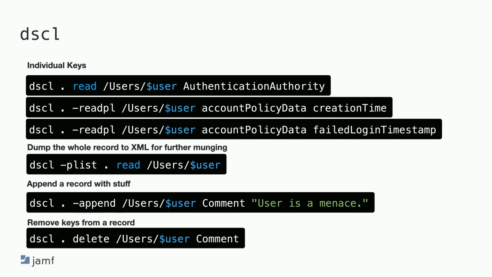So things that are useful inside there might be, what's the very first time that this user account was created? When did we have the last failed login? Which might be good for security, get that information out. We can also just dump that entire user record in XML format for further munging. So if I wanted to do different things with scripting, I can just dump it right out. I can also add new record information in there. So in this particular case, this user is a particular menace to me, so I added that in, and I decided I'd delete the comment afterwards because I don't want to violate any HR policies.